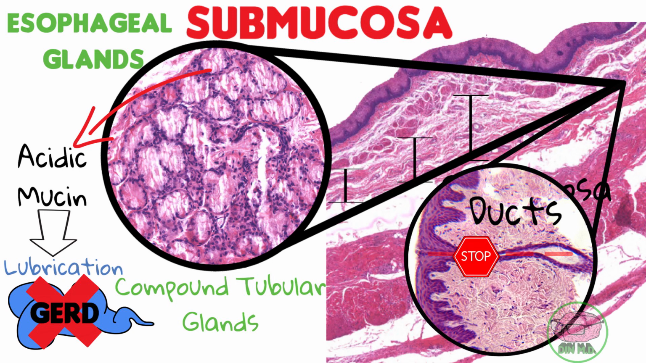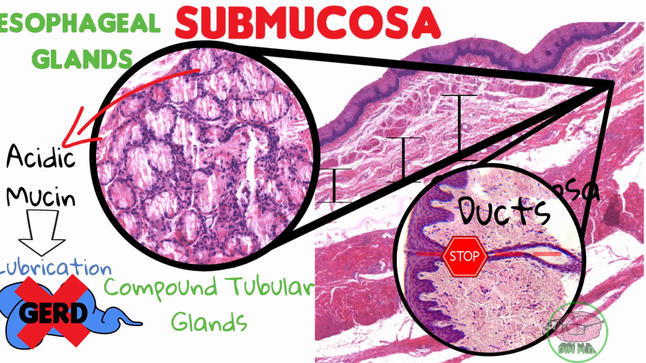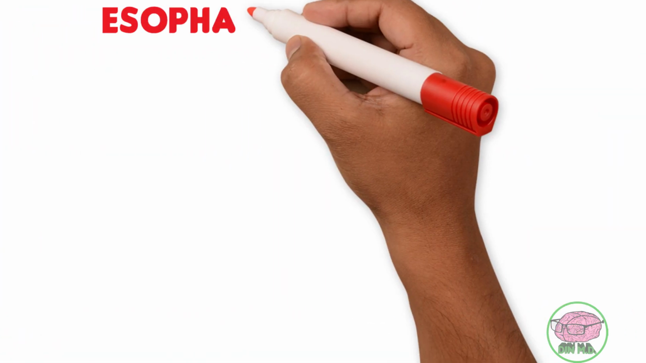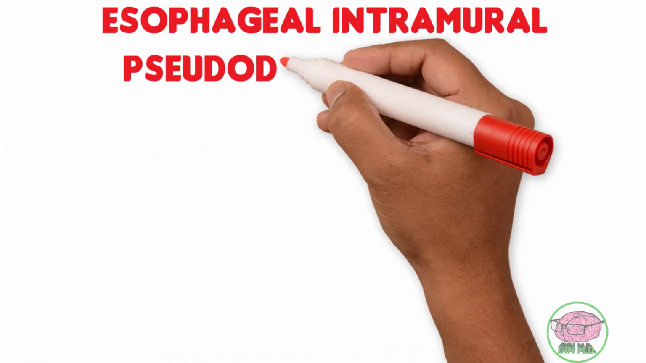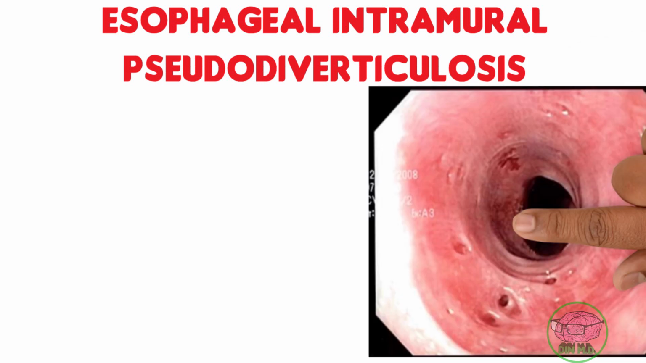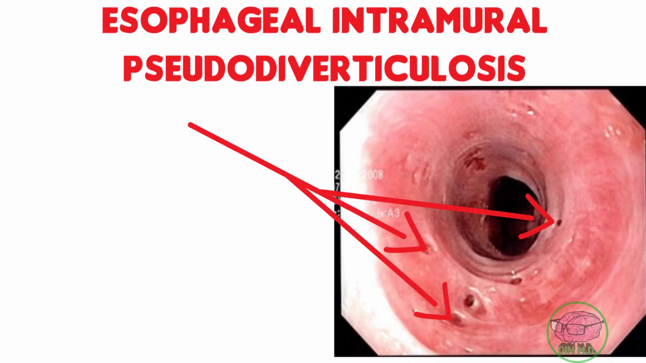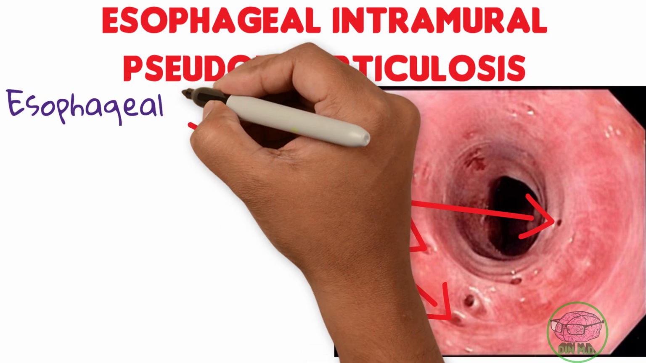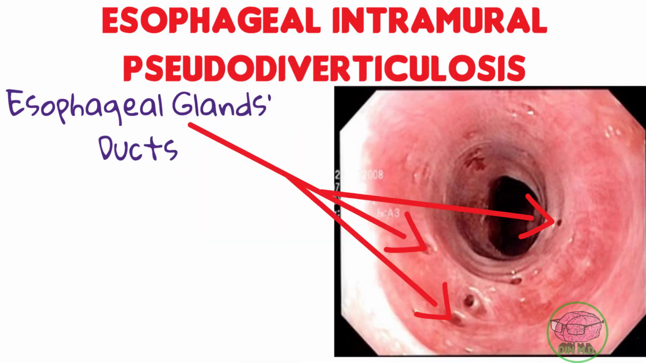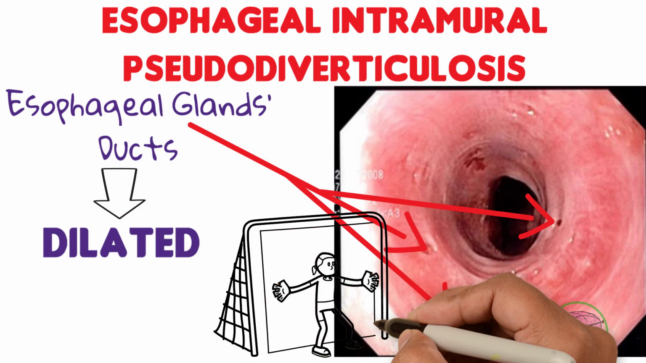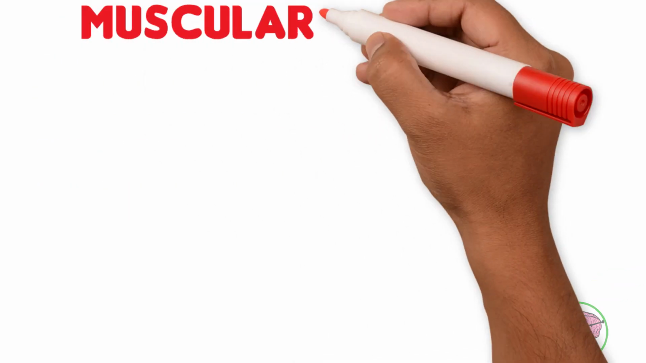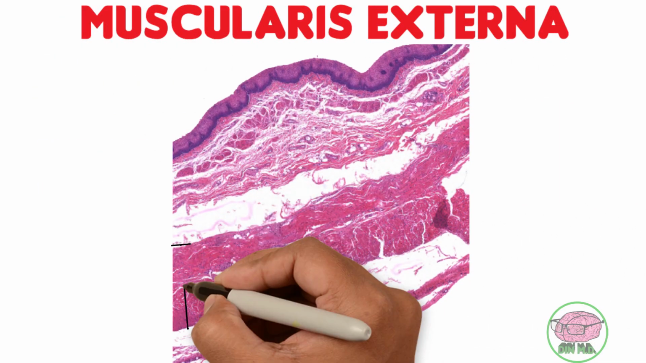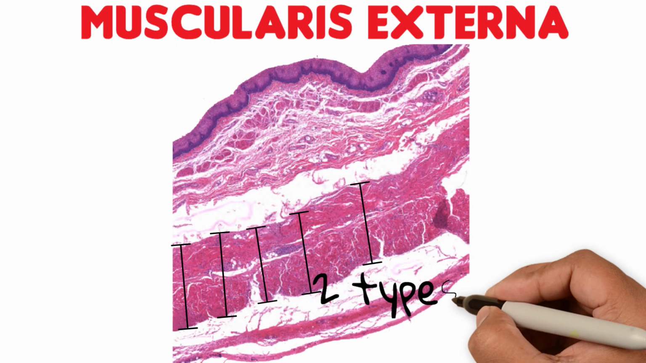The obstruction of these ducts due to inflammation or fibrosis is the cause of a strange disease known as esophageal intramural pseudodiverticulosis. As we can see here, these small holes in the esophageal mucosa are the dilated submucosal gland ducts that are obstructed. The esophageal muscularis externa is special because it is made up of two different types of muscle.